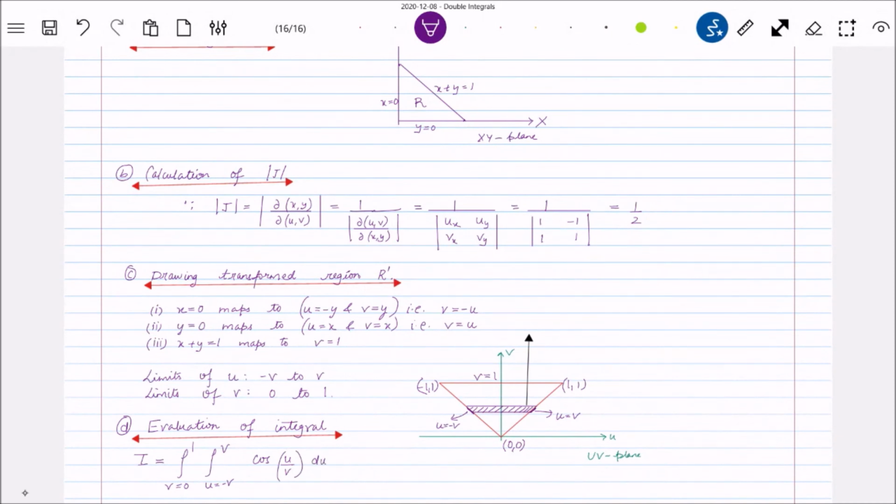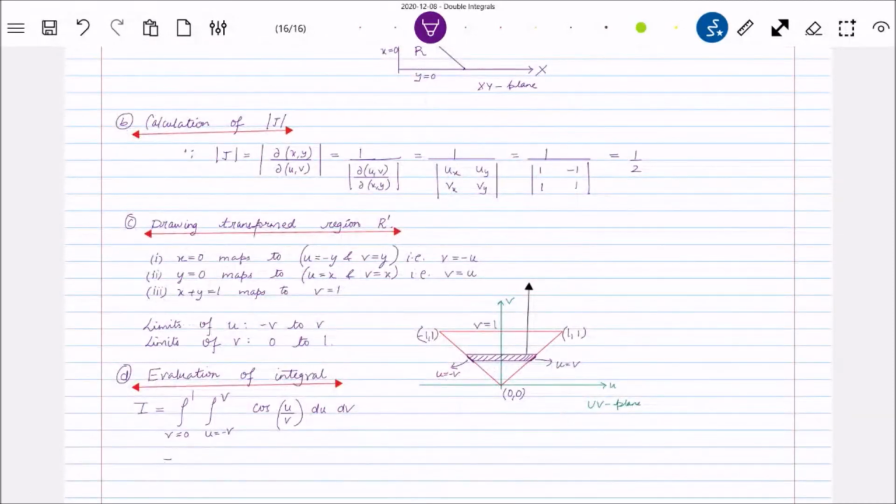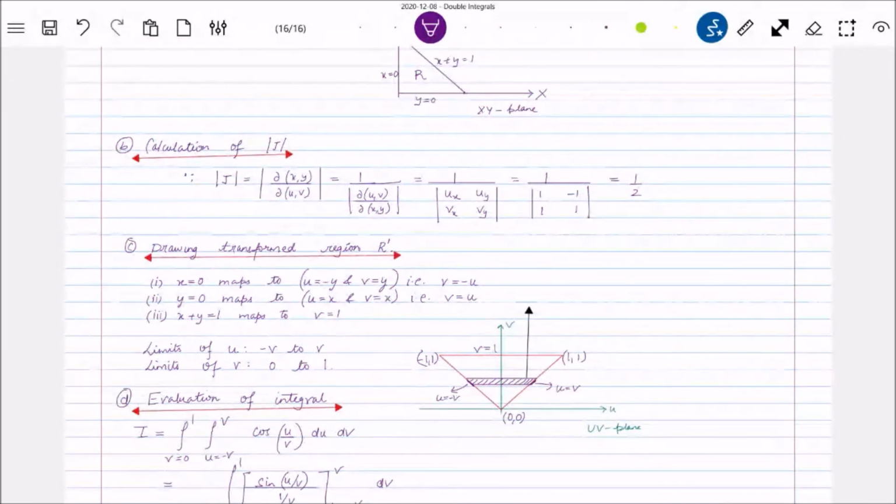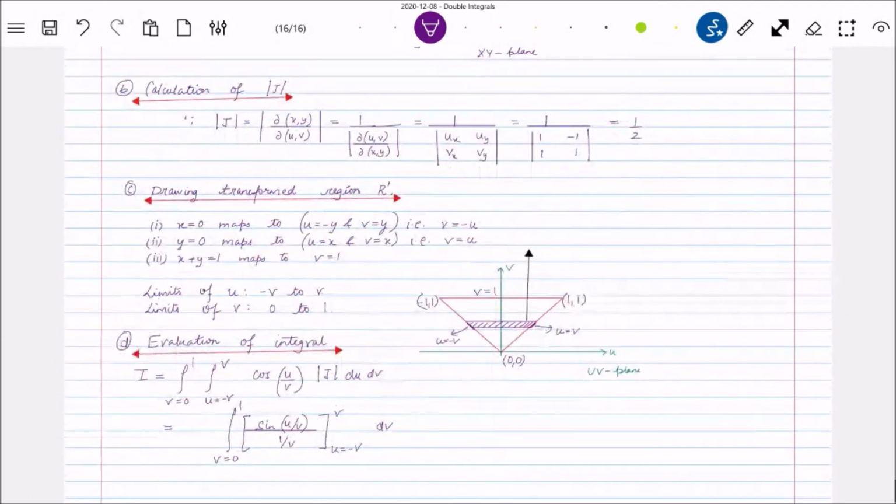and first I have to write du and then dv since inner limits are of u. Now integrating this function with respect to u, that gives you sine u upon v, divided by 1 upon v, right? And now I will put limits here in place of u, is equal to minus v to v, and then dv, and limits of v are 0 to 1. Oh, sorry, I forgot to write Jacobian determinant like Gaurav. This is Jacobian du dv, and I have to write 1 by 2 here, right?